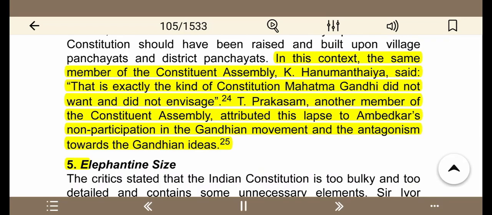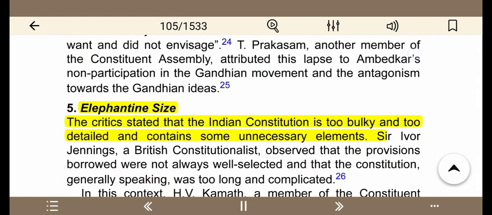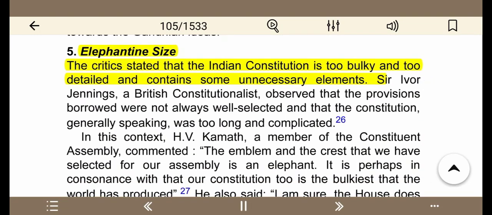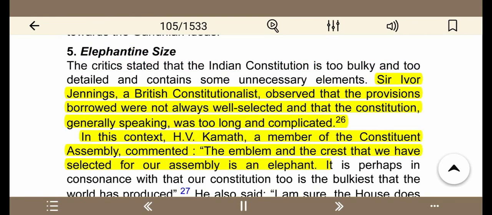240. Prakasam, another member of the Constituent Assembly, attributed this lapse to Ambedkar's non-participation in the Gandhian movement and the antagonism towards the Gandhian ideas. 255. Elephantine size. The critics stated that the Indian constitution is too bulky and too detailed and contains some unnecessary elements. Sir Ivor Jennings, a British constitutionalist, observed that the provisions borrowed were not always well selected and that the constitution, generally speaking, was too long and complicated.